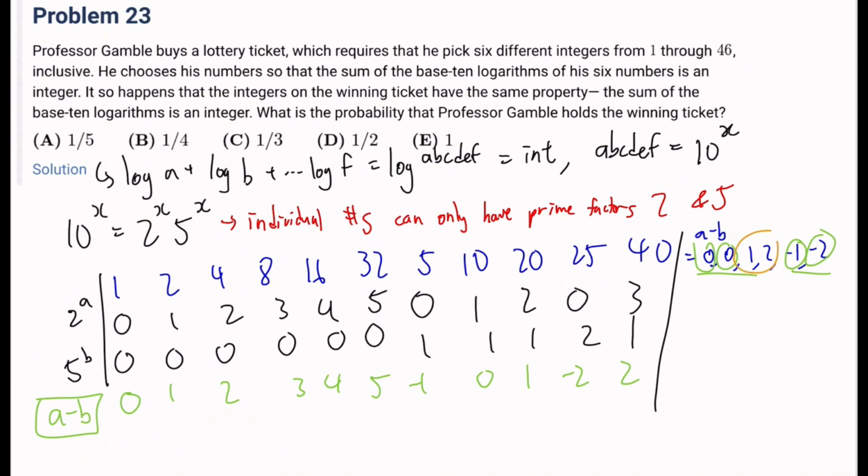But for these two values, 1 and 2, we have two choices for 1 and two choices for 2. If we multiply them, we have four choices. So that means we have 4 sets of numbers in total.